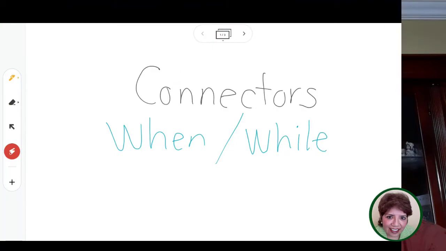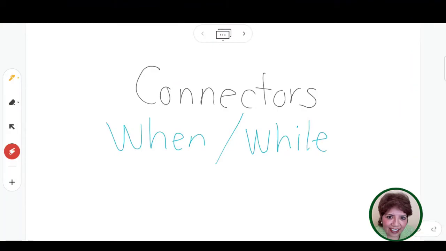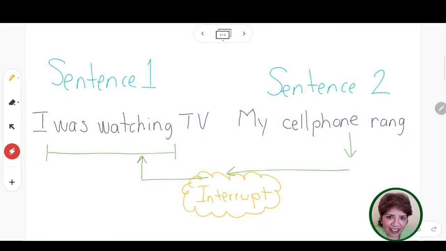Let's learn it. Okay, let's see how to use these two connectors. When, cuando; while, mientras. We have these two sentences. I was watching TV. This sentence is in past continuous. And I have another sentence, sentence number 2. My cell phone rang. Okay?